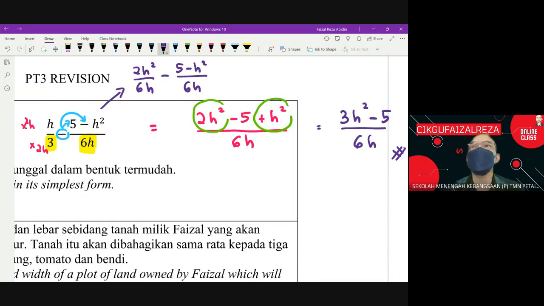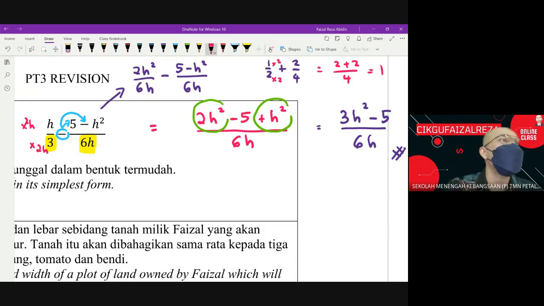Yes, fraction. Like how you do fractions, 1 over 2 plus 2 over 4, sorry. So this one times 2, so the same, right? You will get 1 times 2, 2 plus 2 over 4, isn't it? So you are going to get 4 over 4, which is 1. Right? The denominators are the same. Remember that. Okay, can I proceed to the next one?